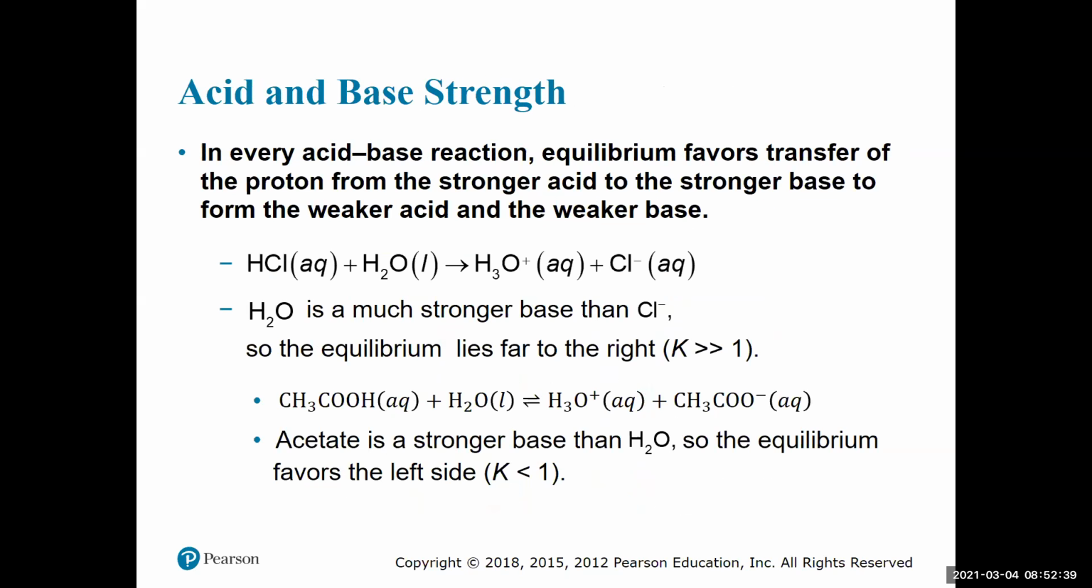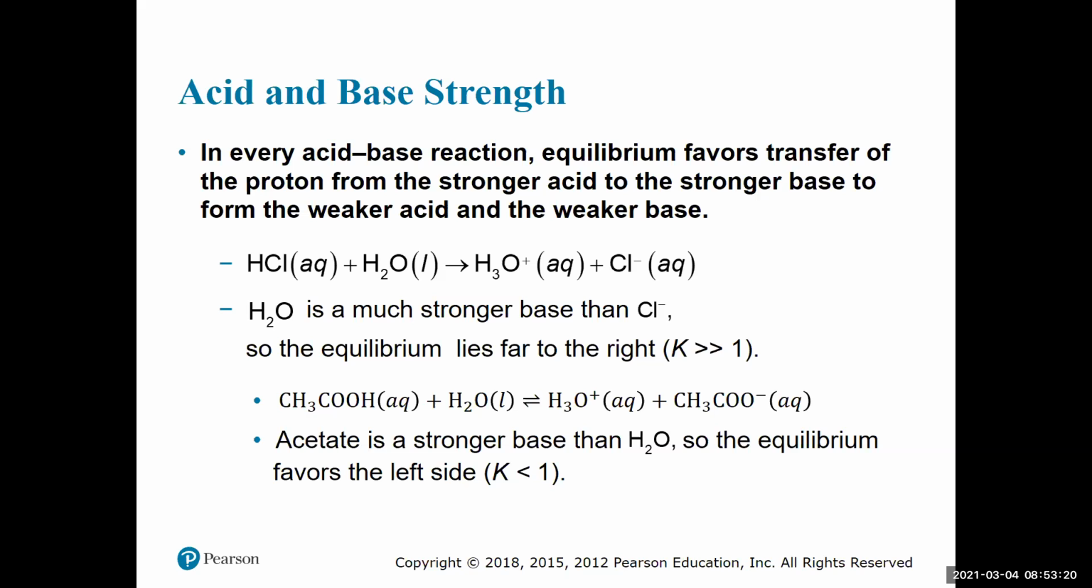Okay, in acid-base reactions, we talk about equilibrium, and the equilibrium favors the transfer of the proton from the stronger acid to the stronger base to form the weaker acid and the weaker base. And in this example here, we have hydrochloric acid, HCl, which we know is a strong acid, and we have water, which can be an acid or a base. In this case, it's going to be a base because it's going to receive that proton from the HCl. And water, H2O, we know is a stronger base than Cl minus.